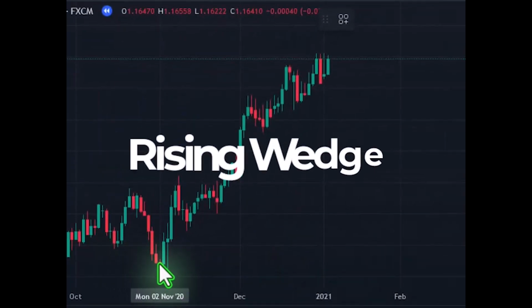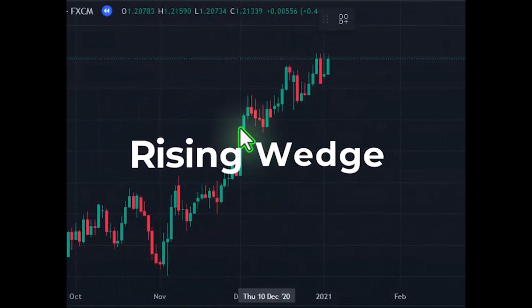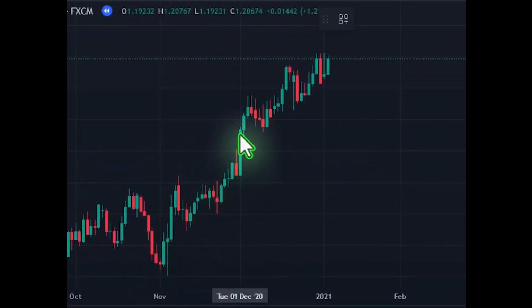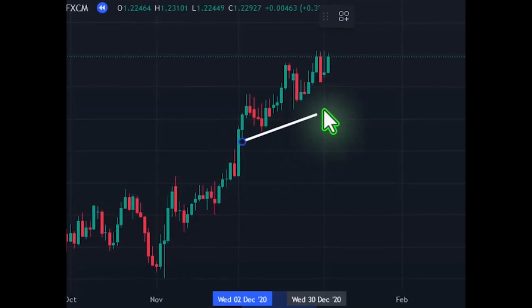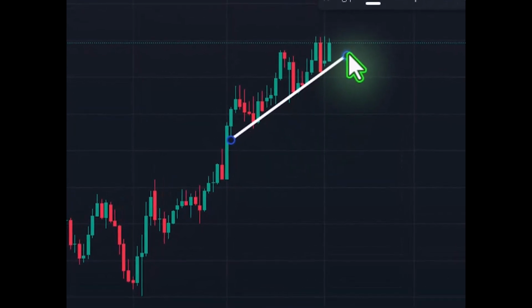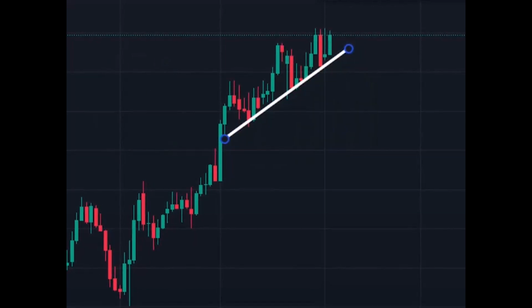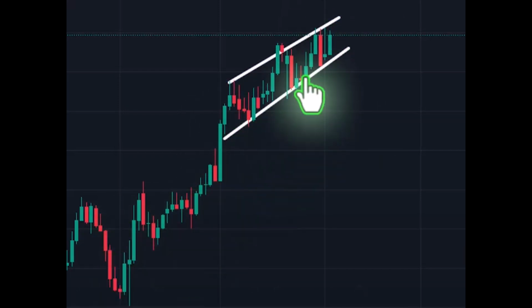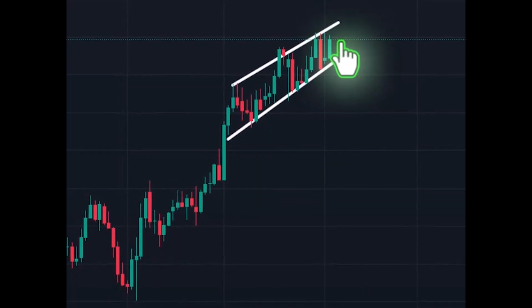As you can see, this is a bullish trend, and you can see the momentum at which price used to get to this point. After that, you see that the momentum begins to die, and you can see this steep slope up. Let me draw it out for you to see. You can see this steep slope up, and you can see this also. So this is a rising wedge.